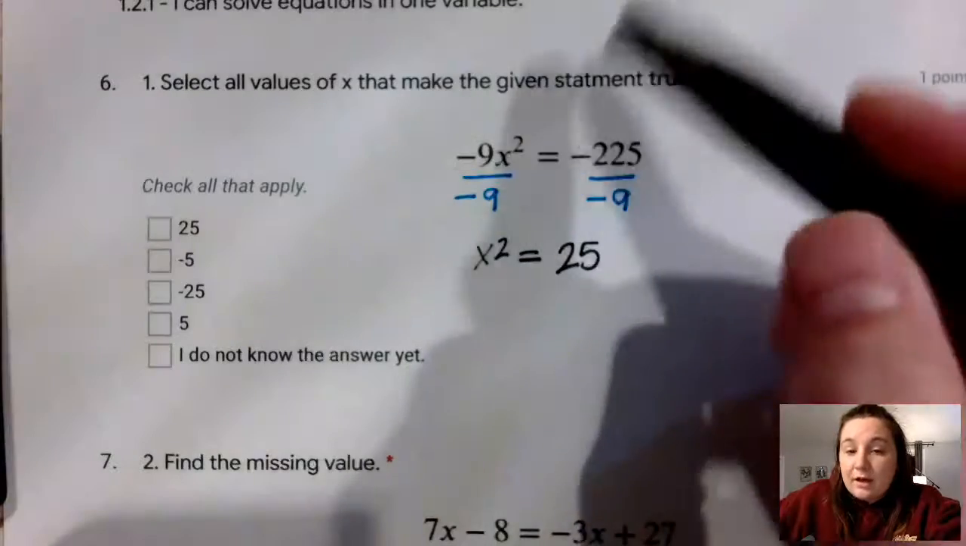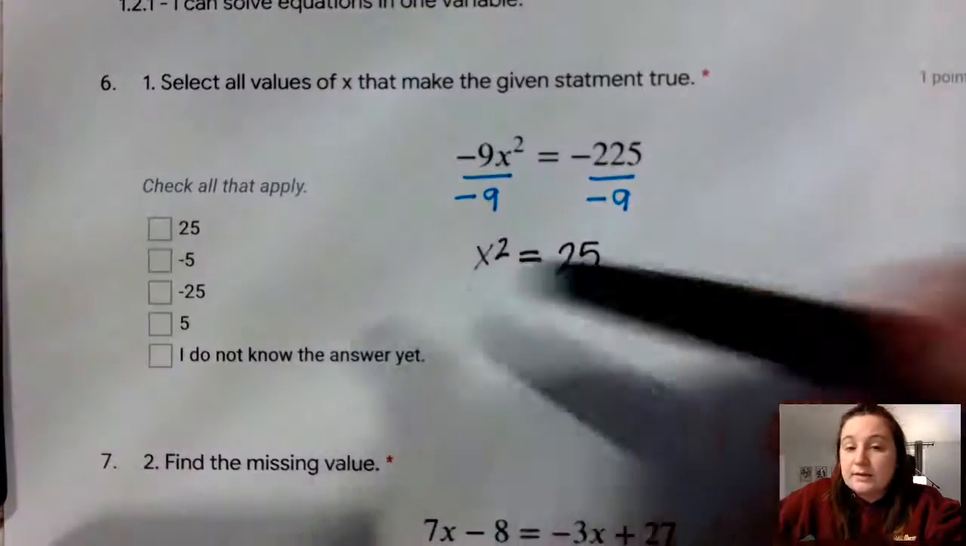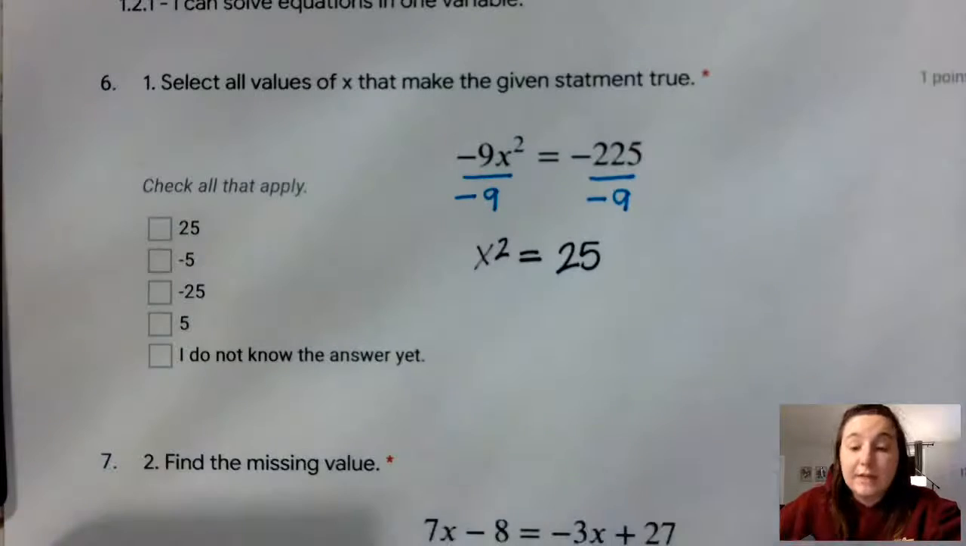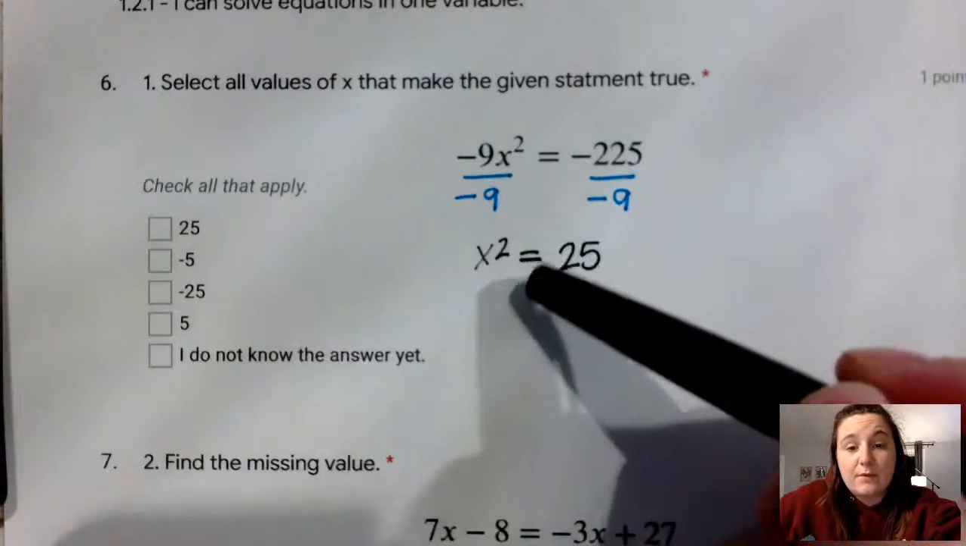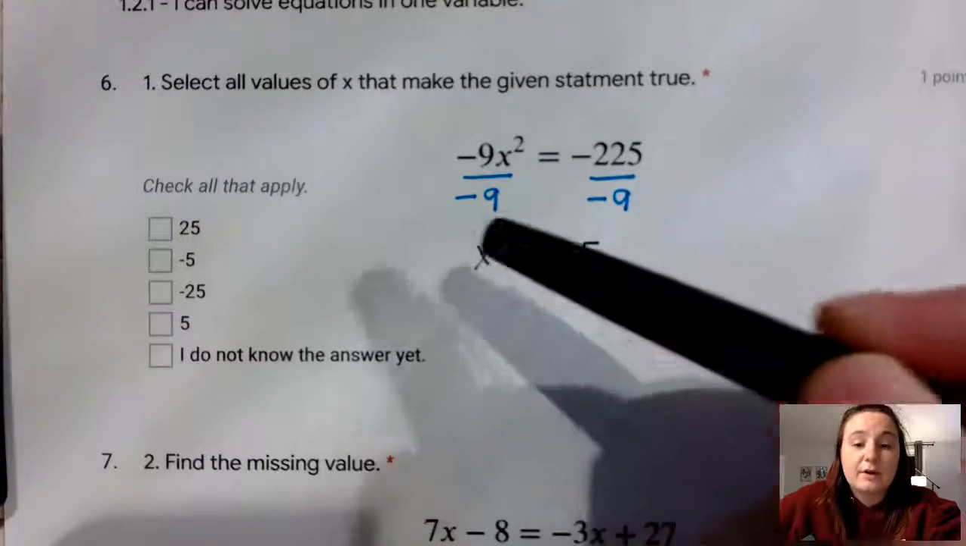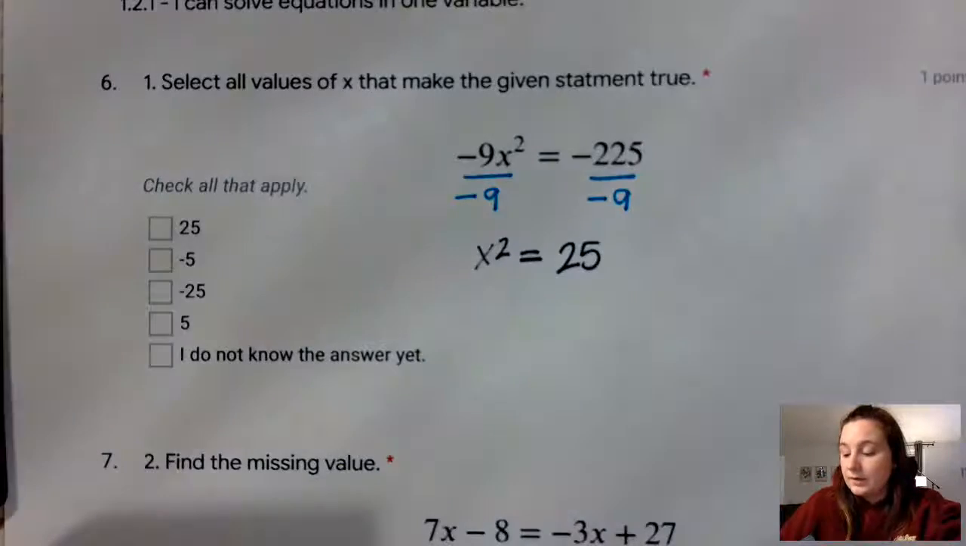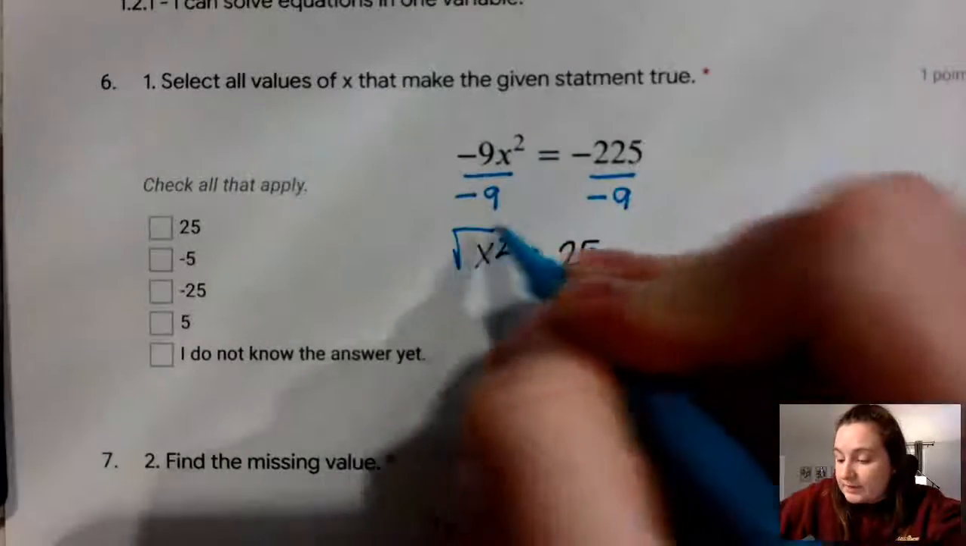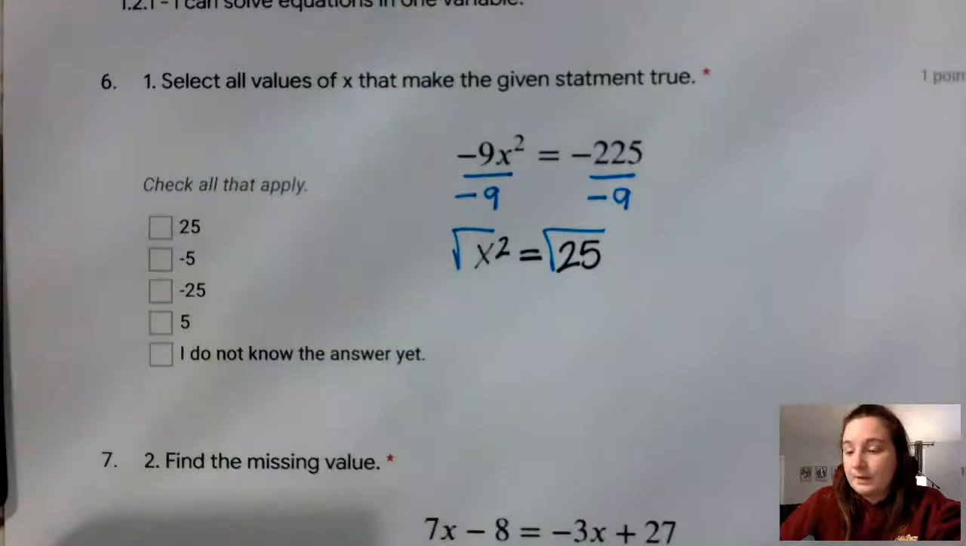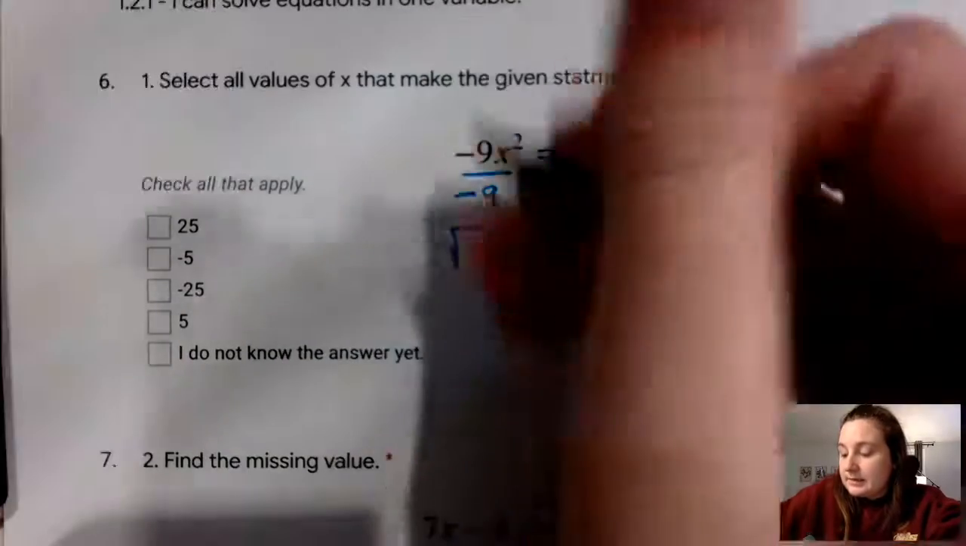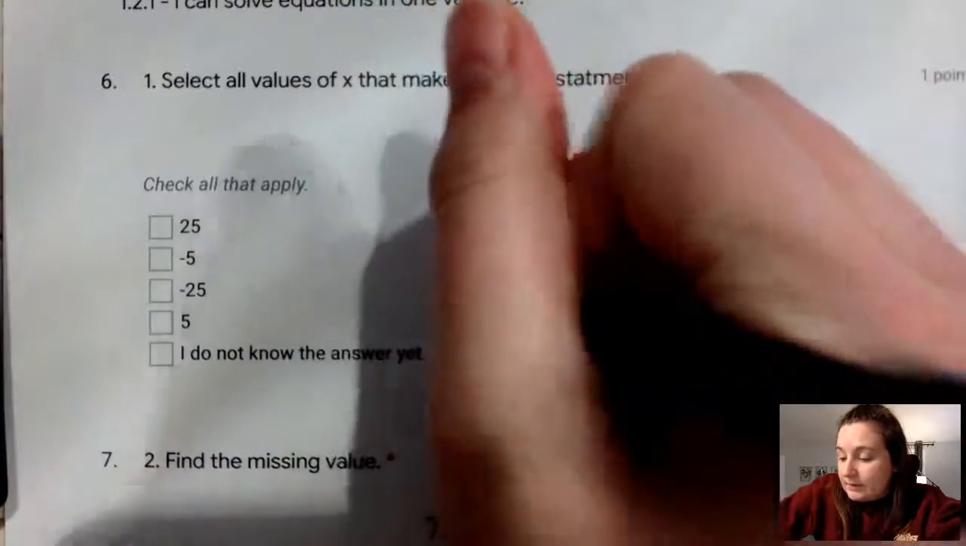And so now all I have left to get rid of is the squared, is the little 2. And so now I can do the square root. That's when I want to do it, is when there's no number out in front. All I have left is the square. And so I'm going to square root both sides. And this cancels, leaving me with x equals.